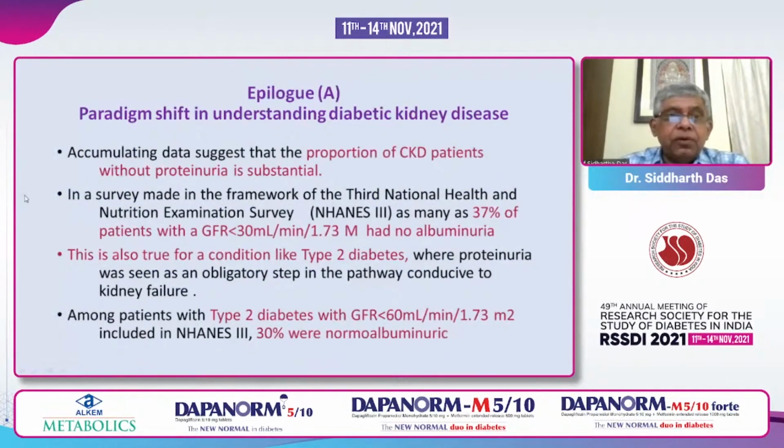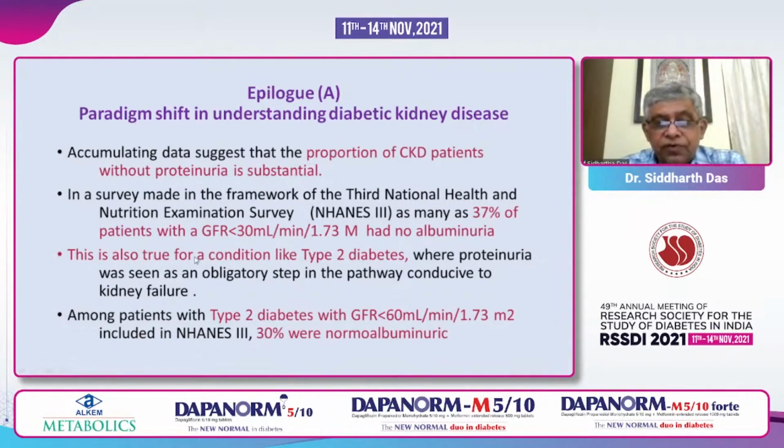Now, coming to the epilogue, the paradigm shift in understanding diabetic kidney disease. Accumulating data suggests that the proportion of CKD patients without proteinuria is substantial now. In a survey made in the framework of the Third National Health and Nutrition Examination Survey in the USA, as many as 37% of patients with eGFR below 30 had no albuminuria. I beg your attention to this.